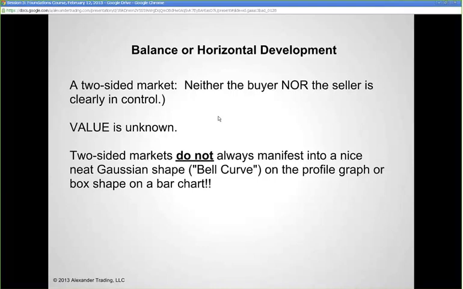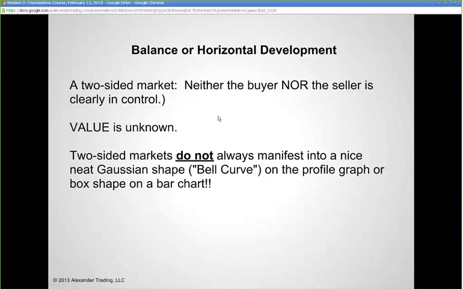Now, you will have two-sided markets that are not particularly tradable. That's fine. When you look at a market and you can't tell what's going on, it's some form of two-sided trading. It's not necessarily the nice, neat, tradable balance areas that we want to find, but it's some form of two-sided. If you look at a market for more than 5 seconds and you say, that's two-sided trading, it may not be tradable.